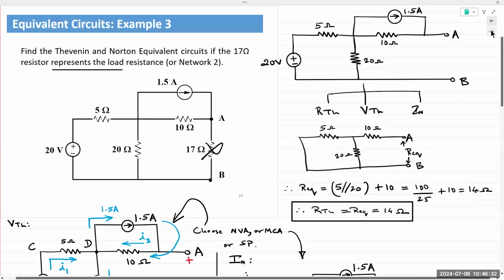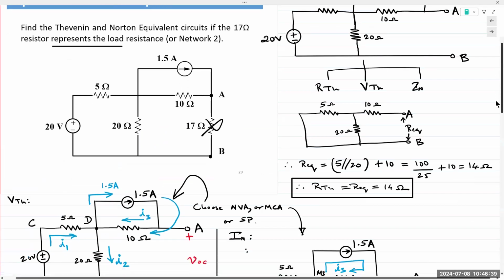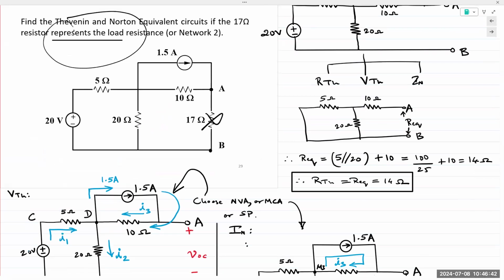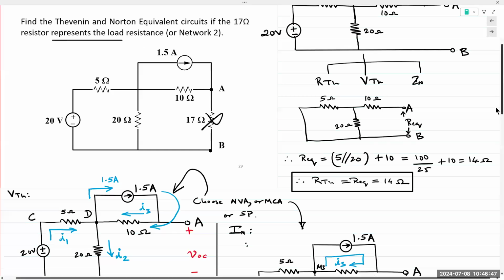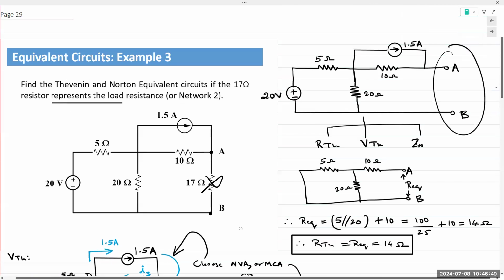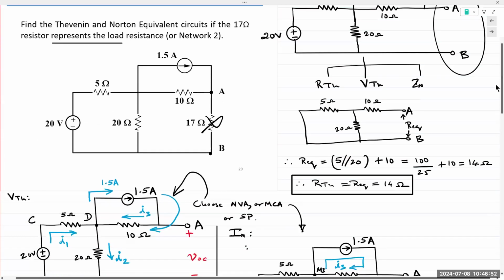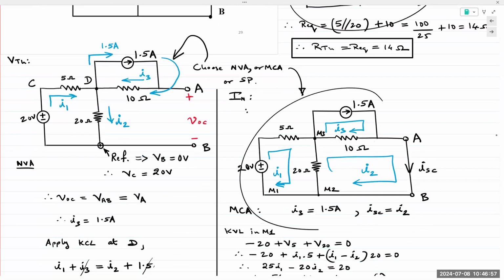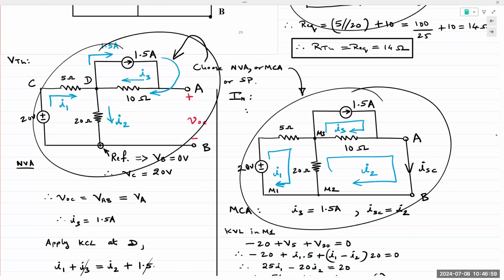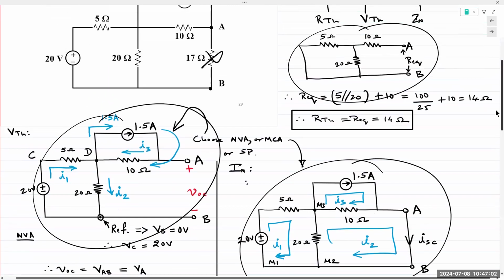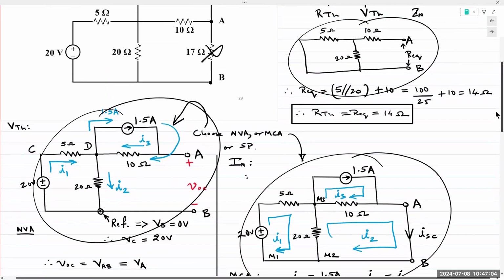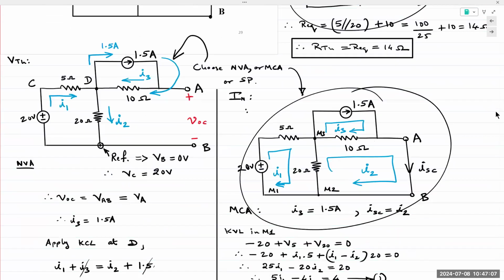And in the next circuit, we have two sources, but the setup of the problem, again, is exactly the same because the problem statement outlines that the 17 ohm resistor represents the load, meaning it should not be part of your analysis. We remove it, keep the terminals open, and then we redraw it 3 times, once for resistance, once for Norton current, and once more for the Thevenin voltage. Please ensure that you understand the setup of this problem.